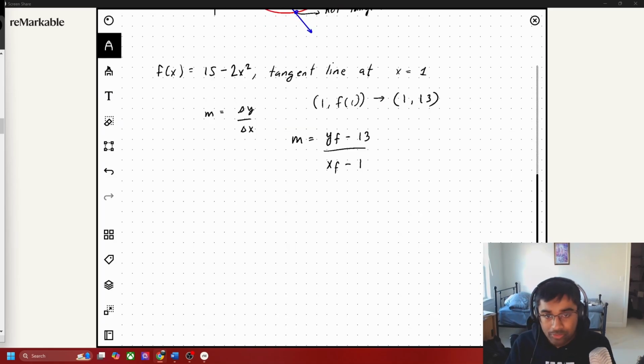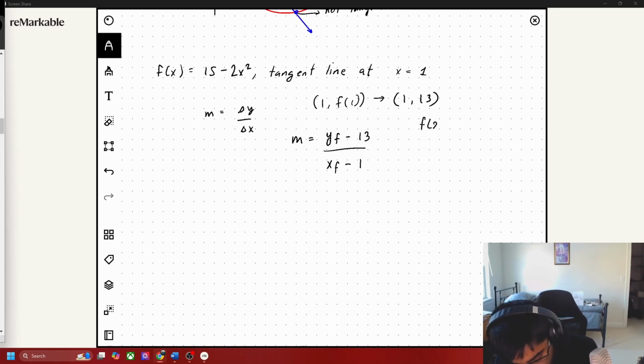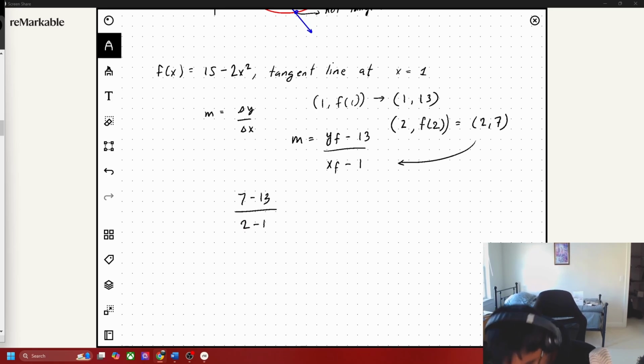Now we can solve for the slope of the secant line just by plugging in any other points that are on the graph. Just to be friendly, let's plug in f of 2 and 2, like that. If my calculations are correct, it should give 2, 7. Now we can plug 2, 7 into our secant line slope function. It's really just 7 minus 13 over 2 minus 1. That gives you a slope of negative 6.